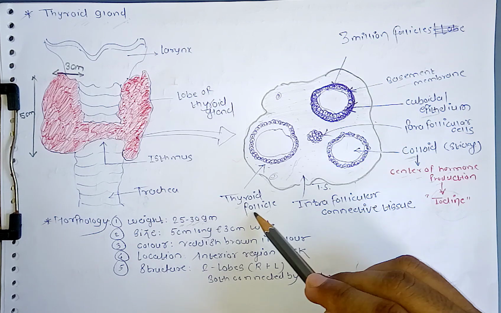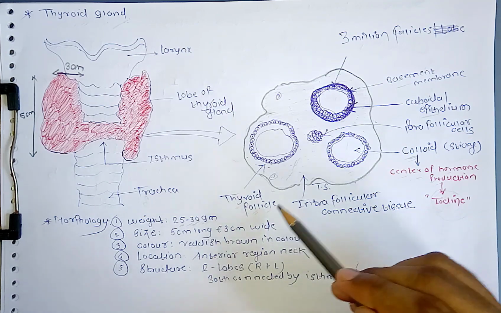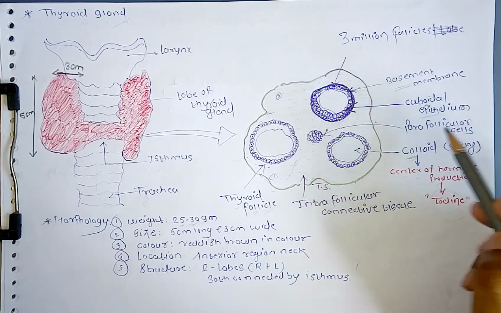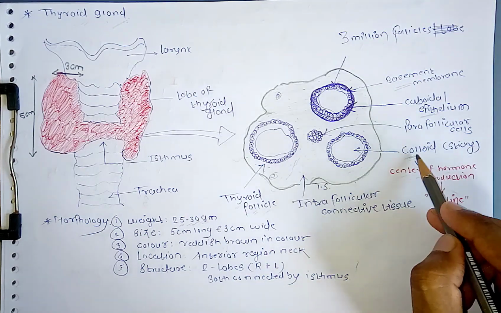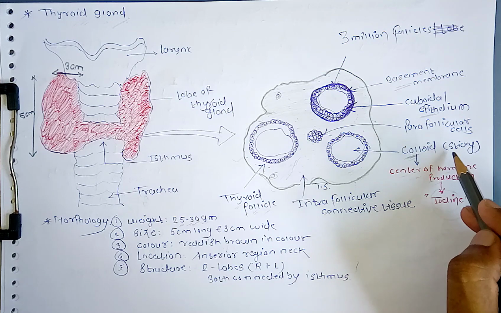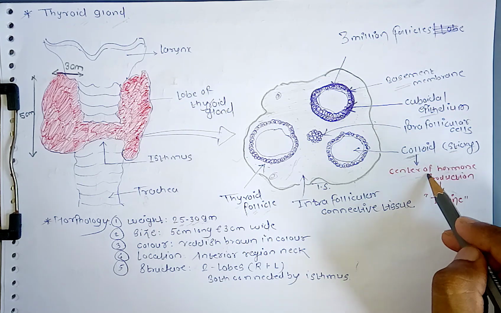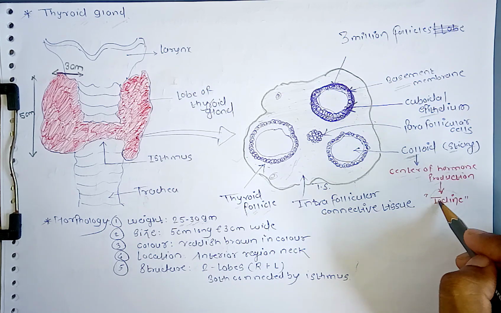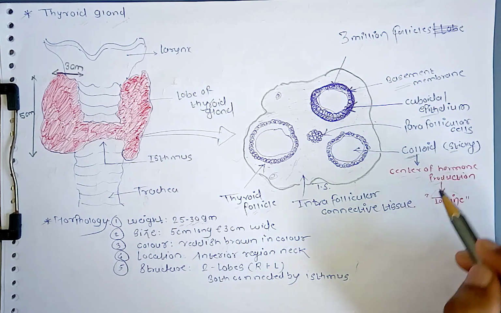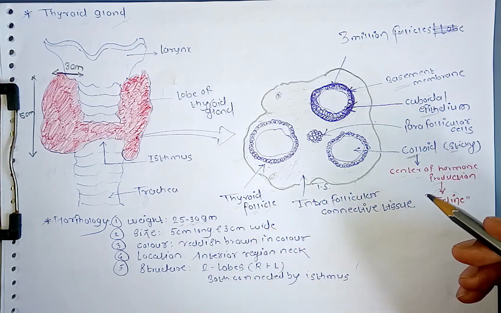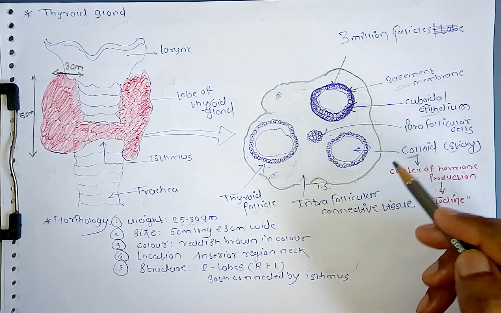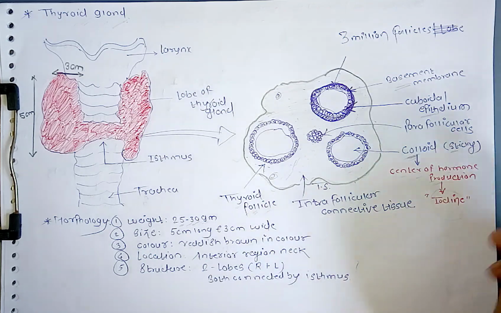If we see the structure of a thyroid follicle, it consists of three substructures called the basement membrane, cuboidal epithelium, and colloid. Colloid is a central sticky substance which acts as a center for hormone production with the help of iodine. Now, what are these hormones? Thyroxine hormone, tetraiodothyronine hormone. Let's see how these hormones are synthesized in colloid.